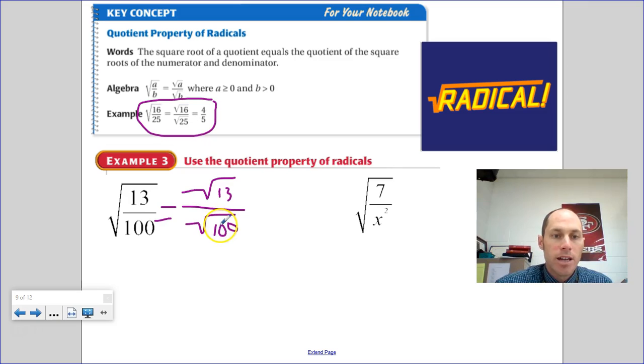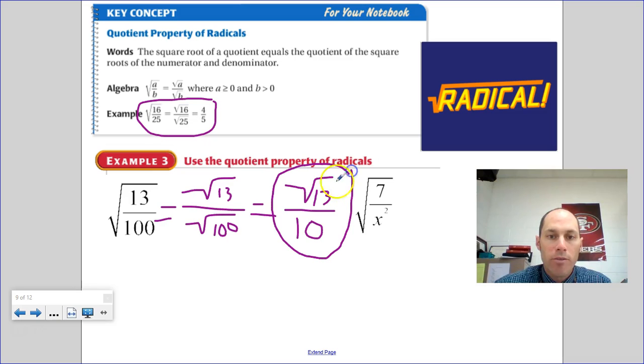We always need to get the denominator rationalized. There cannot be a square root in the bottom. So luckily square root of 100 is 10. Square root of 13 is not a perfect square, and I can't take anything out. So we can just leave it. It's okay to have a radical in the numerator, but not the denominator.